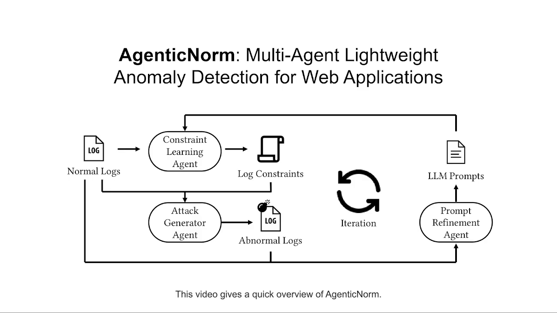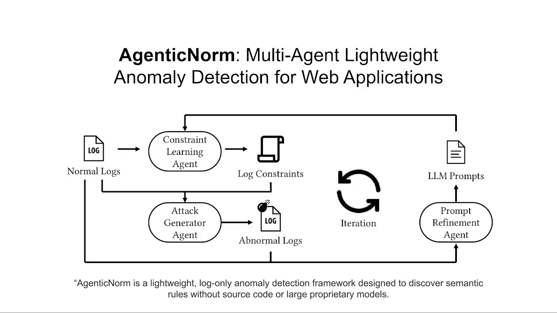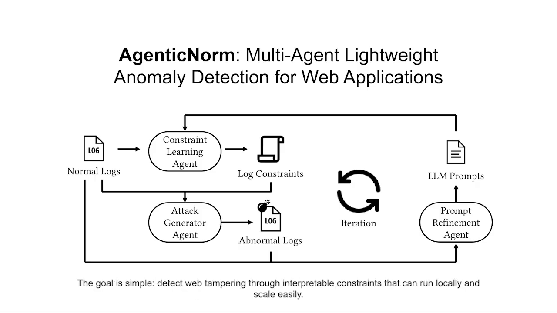This video gives a quick overview of AgenticNorm. AgenticNorm is a lightweight, log-only anomaly detection framework designed to discover semantic rules without source code or large proprietary models. The goal is simple: detect web tampering through interpretable constraints that can run locally and scale easily.